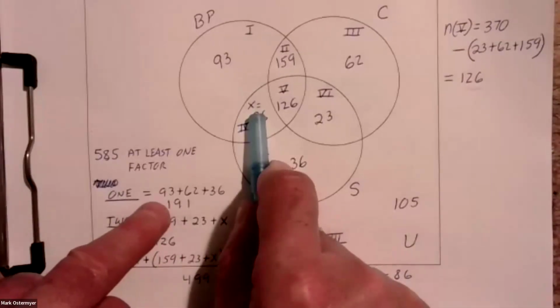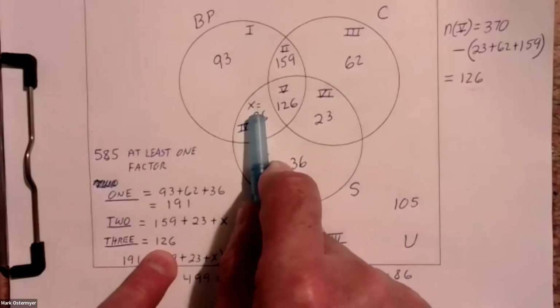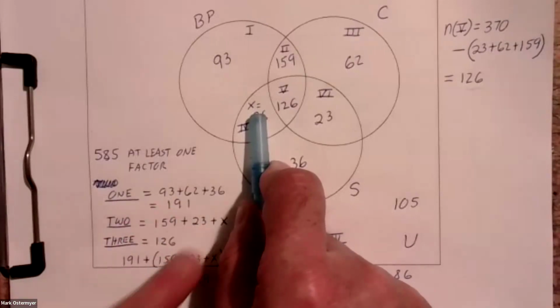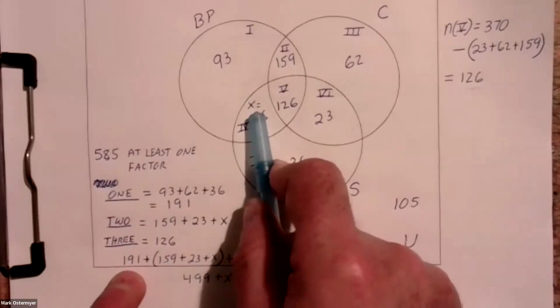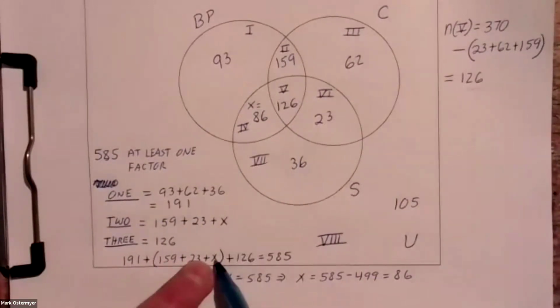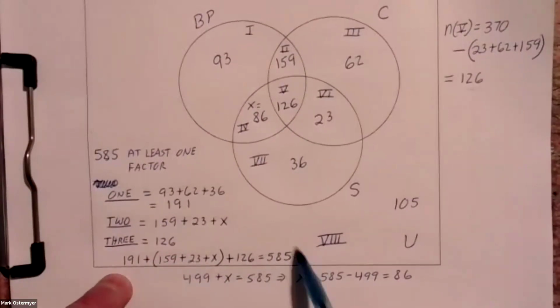So is this making sense? How many have had exactly one risk factor, two risk factors, and three risk factors? Here's what I did. I added up the total number of people who have had one risk factor, to those who have had two risk factors, to those who have had three risk factors. I got 191 plus 159 plus 23 plus X plus 126. And that better total up to how many? How many have had at least one risk factor?